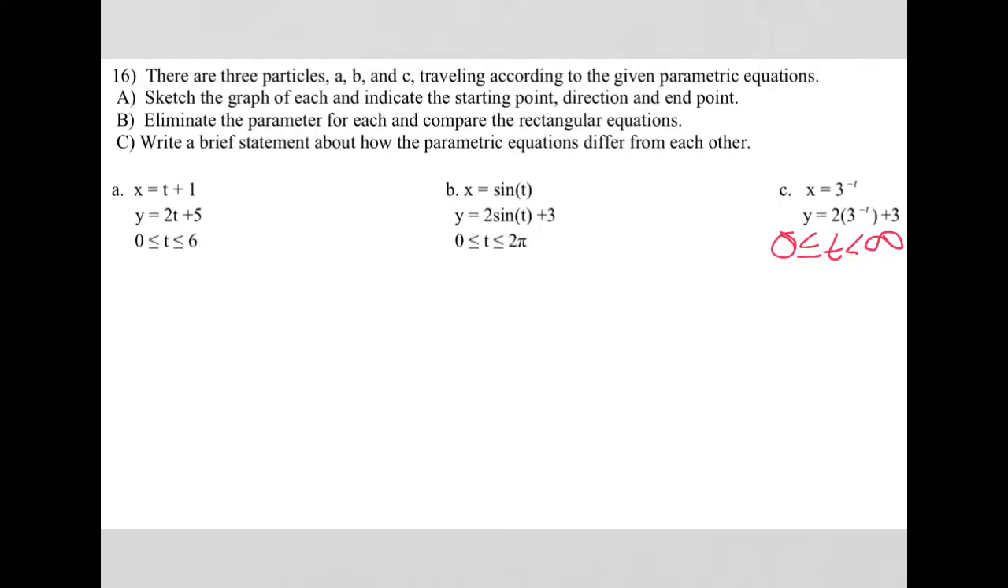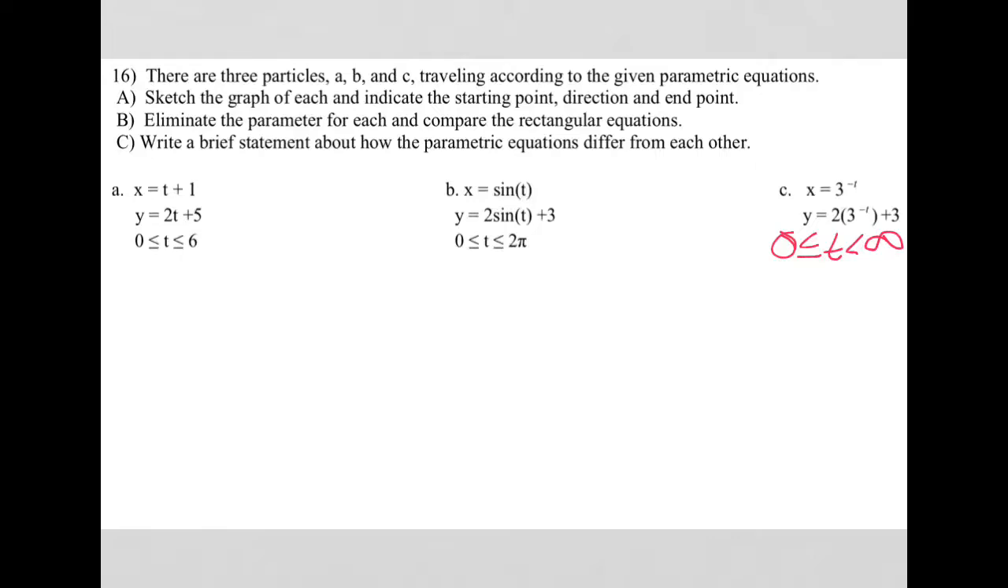A, B, and C, three different sets of parametric equations given to us with different t parameter intervals. So we want to graph these functions. We need to indicate the starting point, the direction, and the end point. And then we want to eliminate the parameter for each and compare the rectangular equations. And finally, write a brief statement explaining how each parametric equation differs from the others.